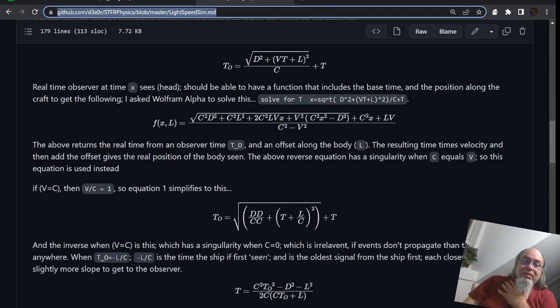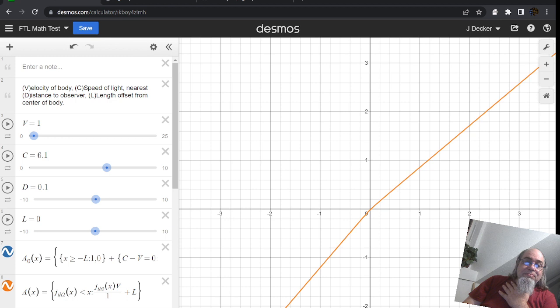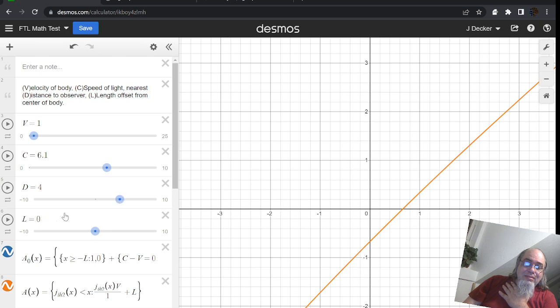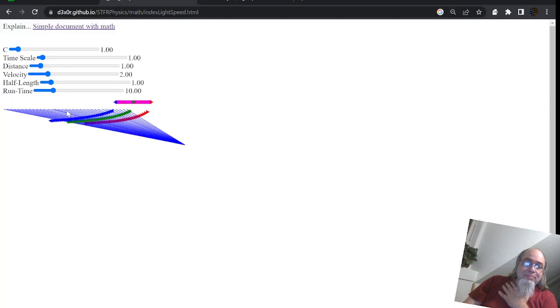But this is based on this math. This is the distance, and this is the position of the thing, and they offset along the length of its body. So it's position squared plus the distance from this axis to the thing, like this.